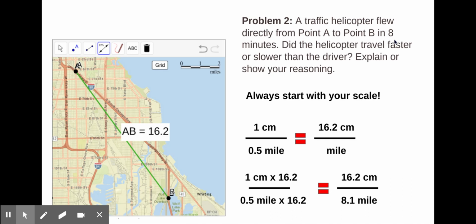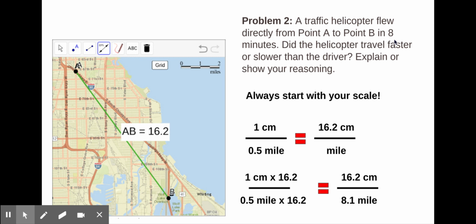All right, problem 2. Okay, now we're talking a helicopter. Now, if you notice the line of direction on my helicopter, it can go a nice straight line. It doesn't have to follow the road. It doesn't have to go down South Chicago Ave to South Chicago Skyway or whatever that is to get there. So it's a point A to point B, straight there.